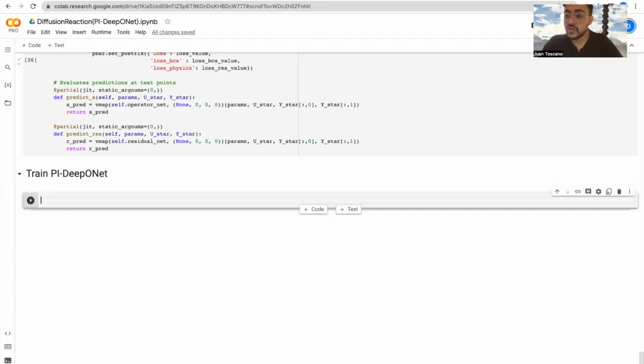Okay, let's define the structure of our branch and trunk networks. And for that, we need 2 arrays.